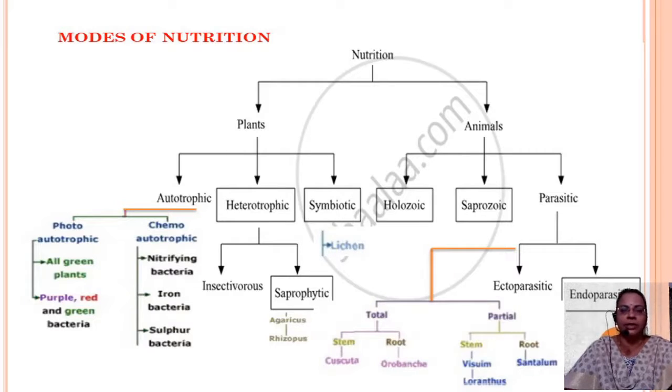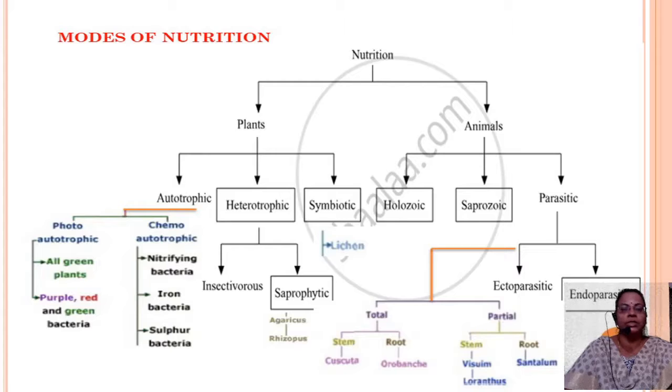Then, apart from that, there are certain bacteria. They also contain a specialized type of chlorophyll pigment, that is bacteriochlorophyll. Green bacteria, that is photosynthetic bacteria, can use bacteriochlorophyll. And apart from that, there are other bacteria also which can synthesize their own food.